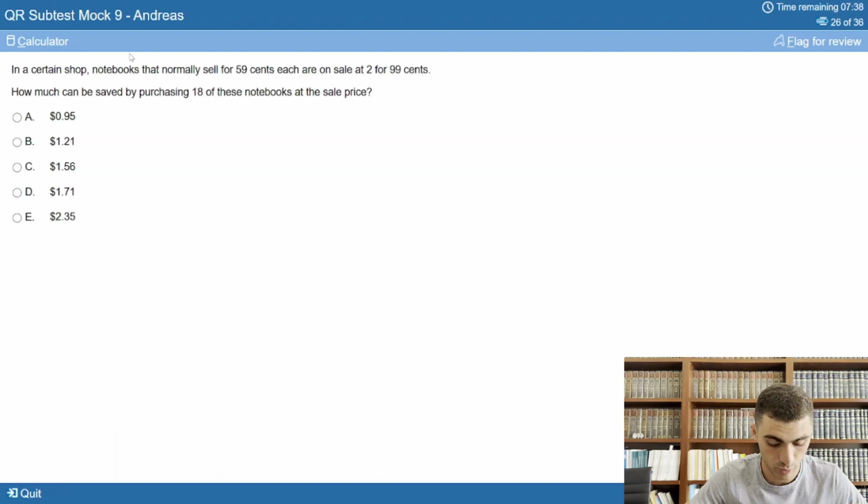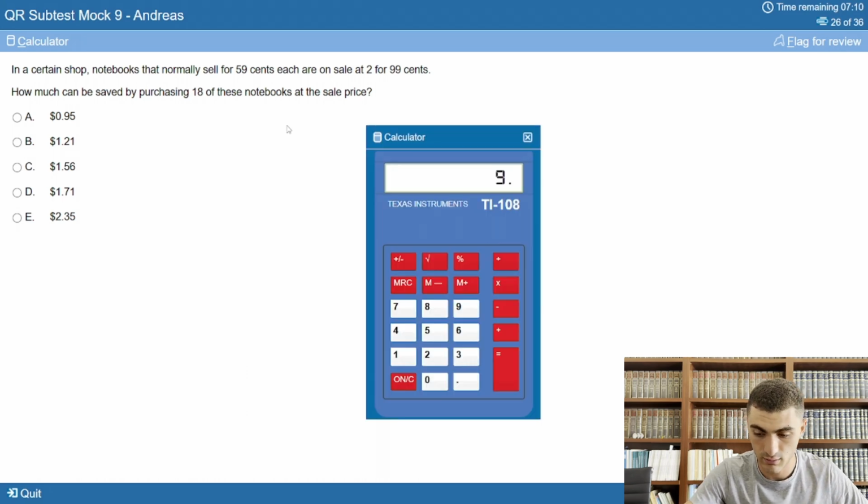Okay, in a certain shop, notebooks that normally sell for 59 cents each are on sale at 2 for 99 cents. So we are saving, so it's 118 minus 99, so it's 19 cents per 2 books. How much can be saved by purchasing 18 of these notebooks? So it's 9 times 19, so 9 times 19 is 171. Okay.